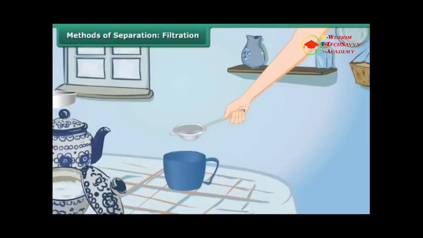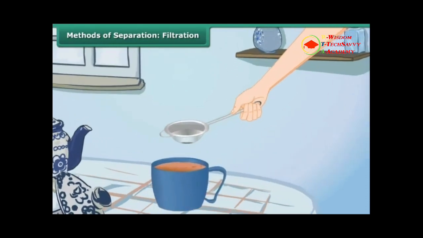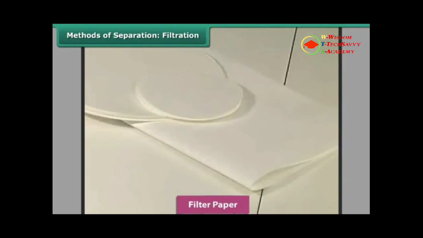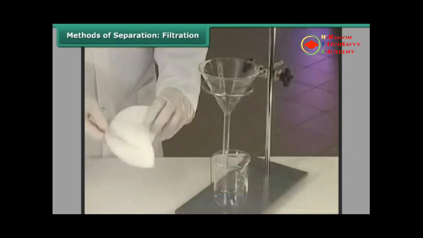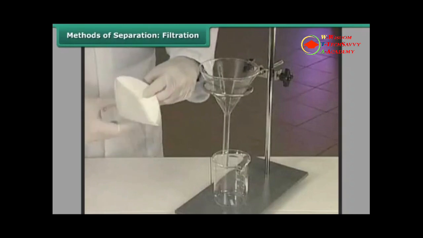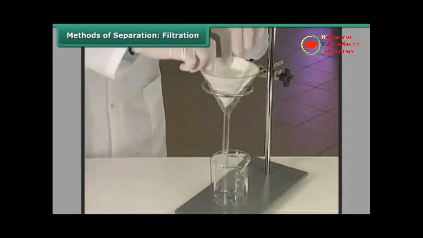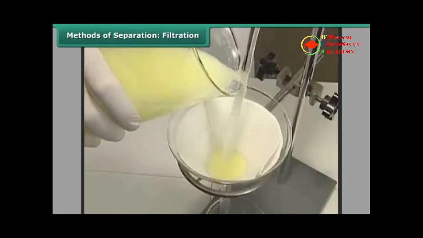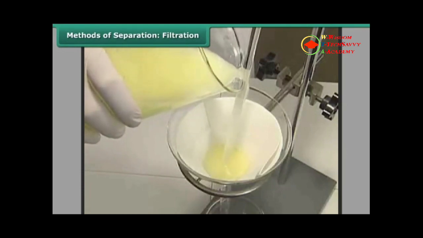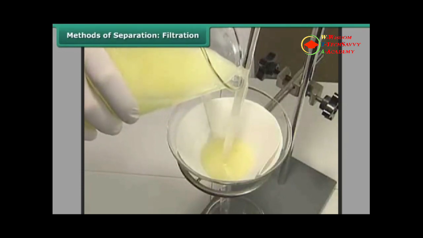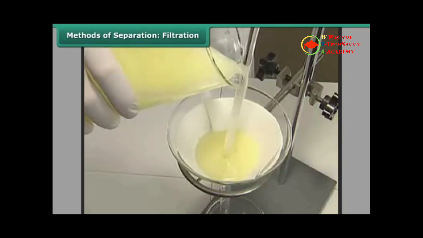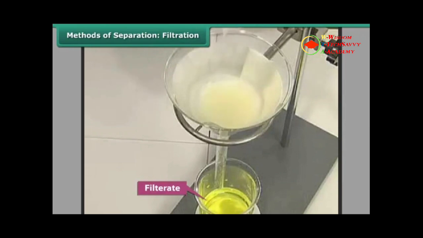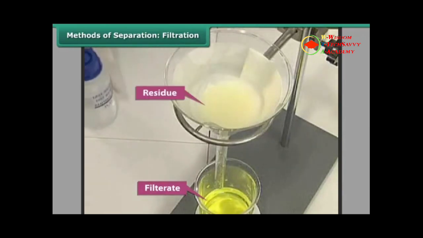Sometimes fine particles of the solid component pass through the strainer that is used as the medium for filtration. In such a situation, filter paper is used. A filter paper is a special paper which has millions of tiny holes in it. While the liquid can pass through these holes, the solid particles remain on the filter paper. The liquid which passes through the filter paper is called the filtrate. The solid particles that are left behind the filter paper are called the residue.